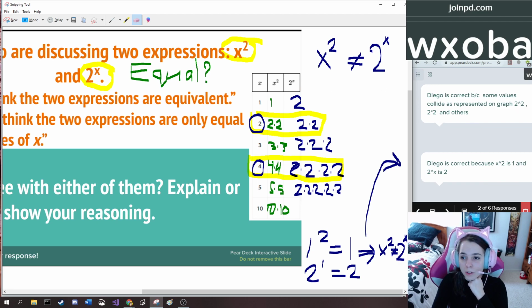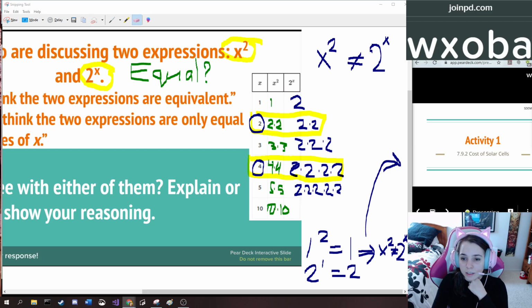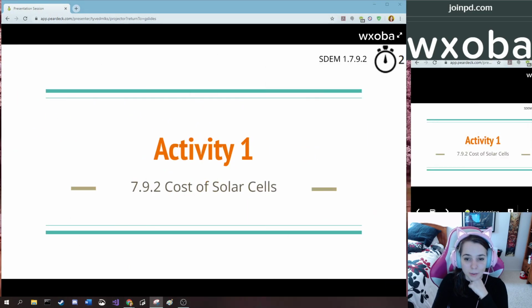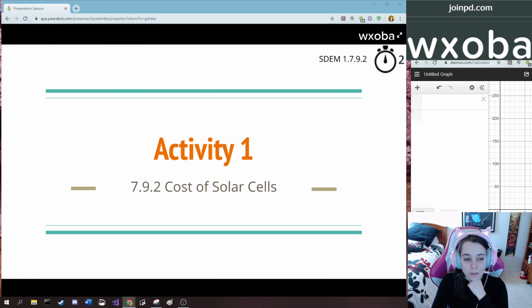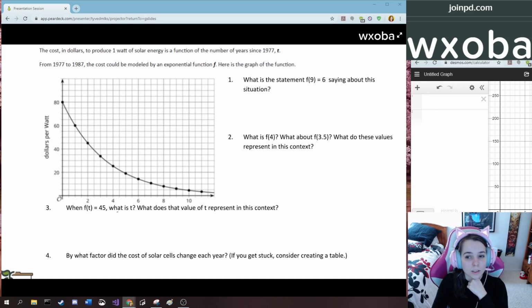Okay, so moving on, we're going to take a look at another problem. We're going to look at the cost of solar cells. So the cost in dollars to produce 1 watt of solar energy is a function of the number of years.